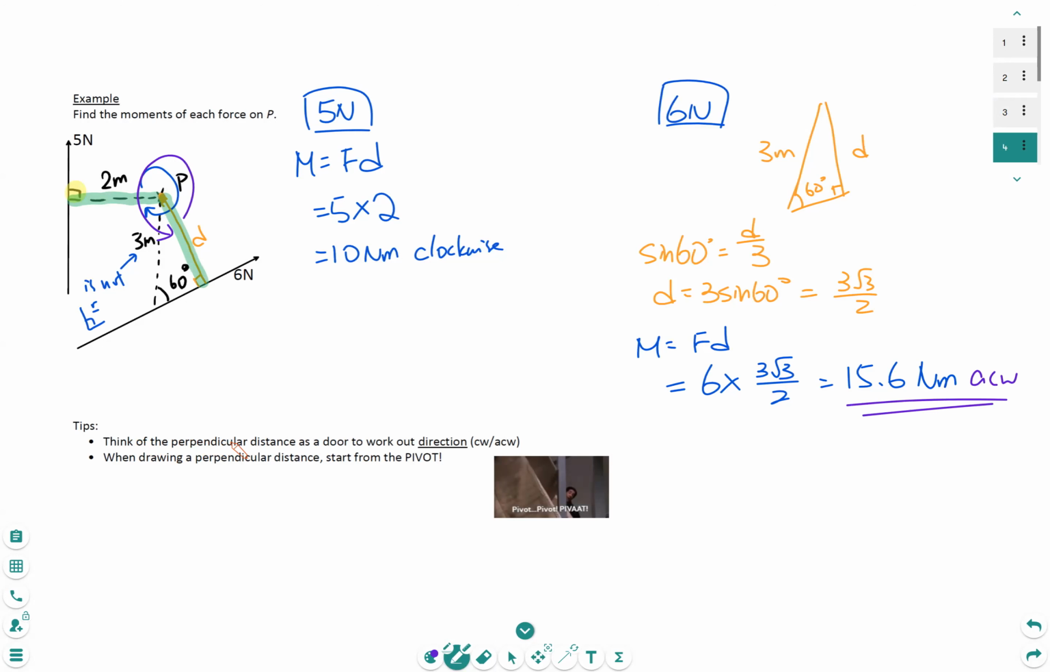So 2 key points to take away from here. One is think about the perpendicular distance as a door to work out a direction. When drawing a perpendicular distance, you start from the pivot.